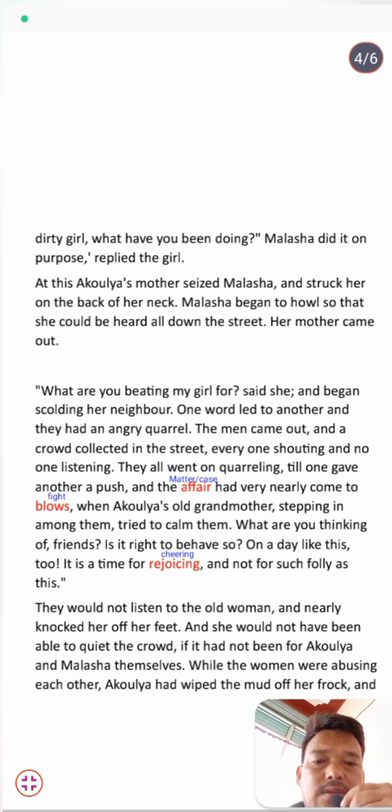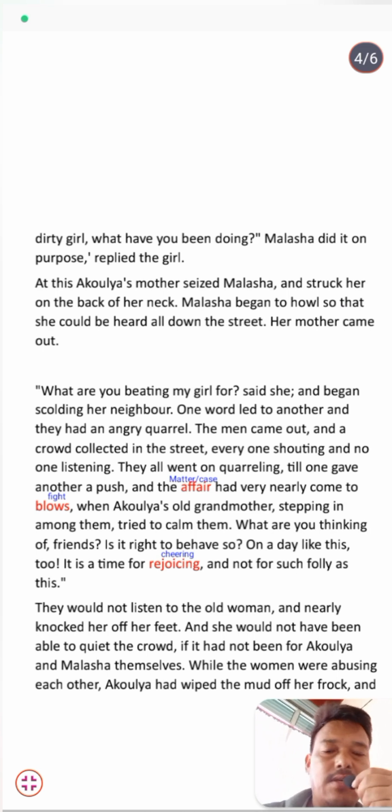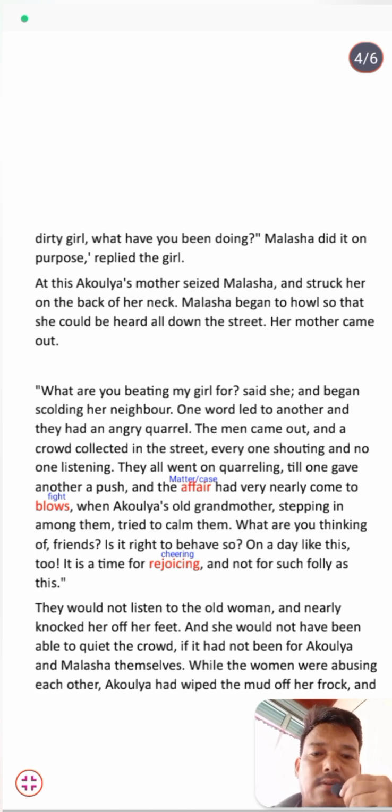They would not listen to the old woman and they nearly knocked her off her feet. Everyone would not listen to her, and she was trying to calm the crowd, but the crowd was out of control. Finally, the old woman was not able to make them calm, while the women kept abusing each other and throwing bad words at each other.